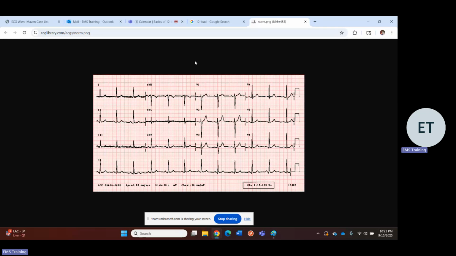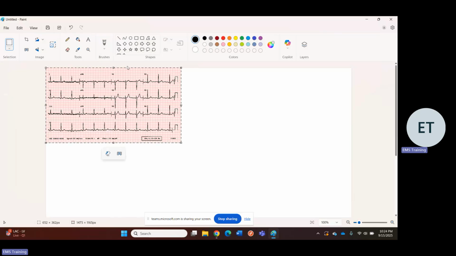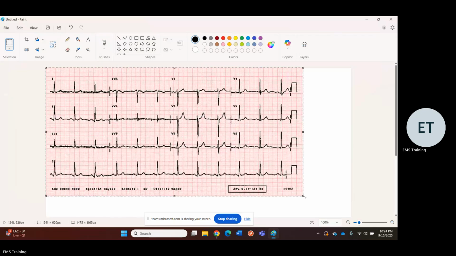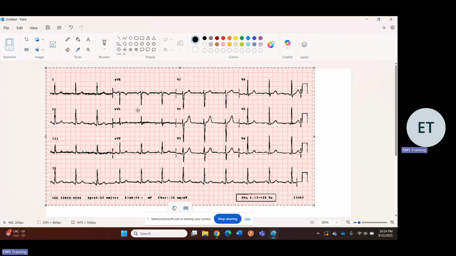So the first thing, and this is going to sound like we are going to start out basic, but the first thing is divide this 12 lead in half, a left side and a right side. Okay. And I'm going to put this actually onto Paint because this will be helpful.